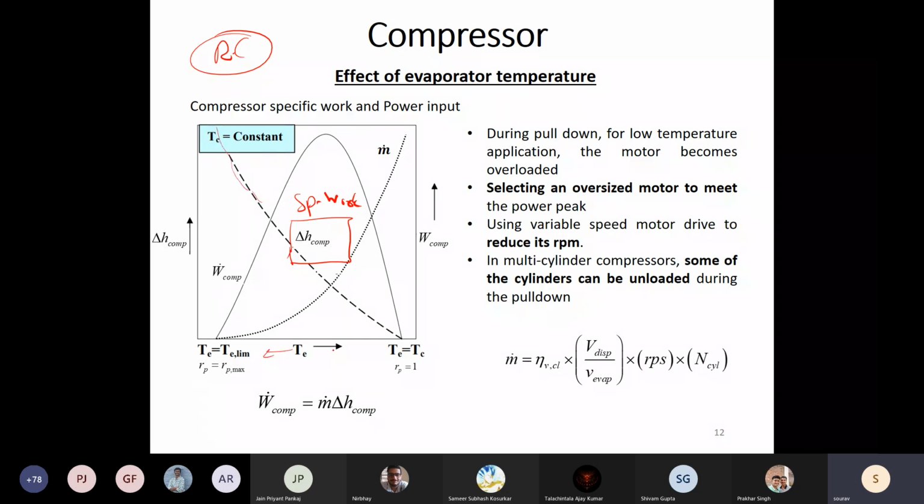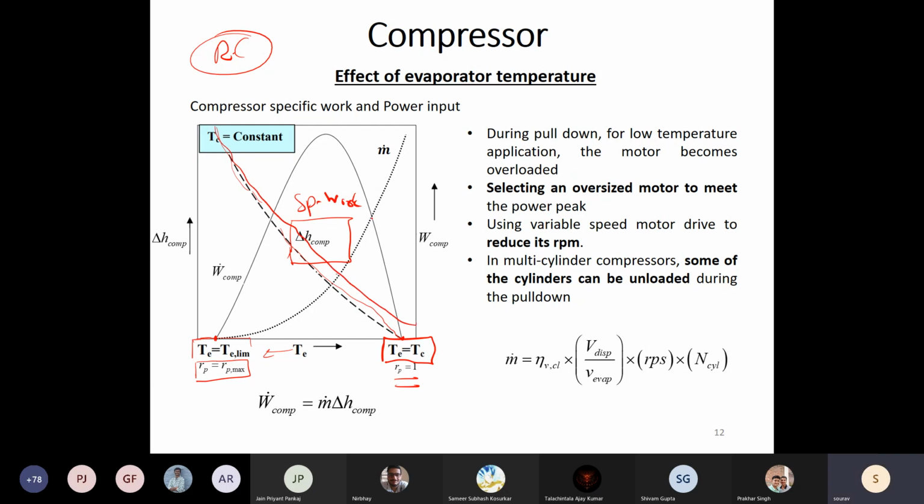Okay, and if you increase your evaporator temperature, it will reduce. So this is the limiting case where TE equals TC, RP was equal to 1. This is your other limiting case where TE equals TE minimum, that corresponds to RP max. You will not have any flow rate beyond this. Compressor will not deliver anything. Okay, so this is a reducing curve.